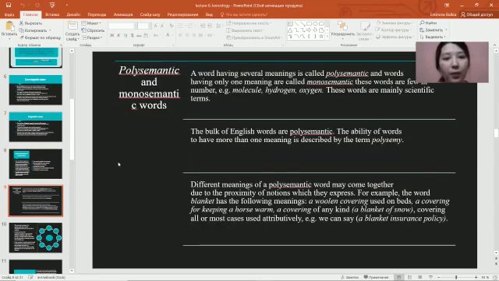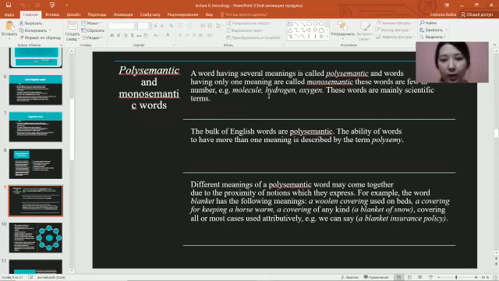So next, polysemantic and monosemantic words. A word having several meanings is called polysemantic. As you know, poly means many, several, and words having only one meaning are called monosemantic. Mono means solo or alone.